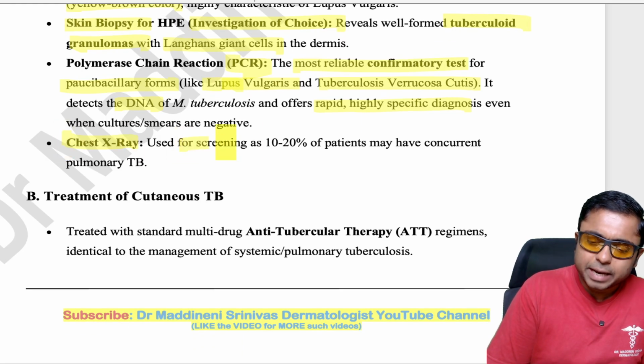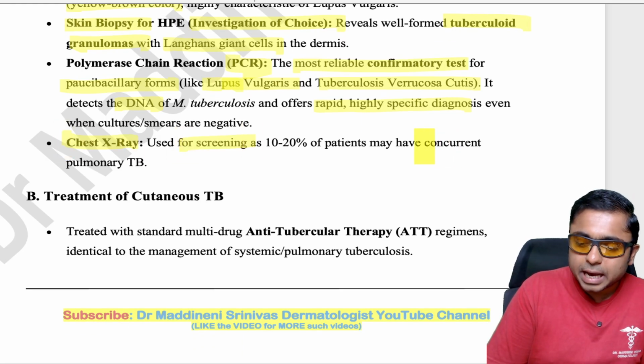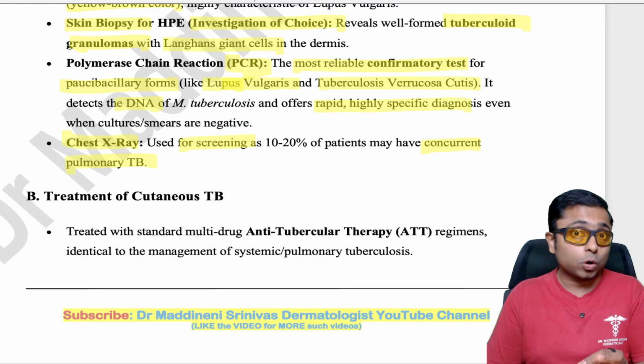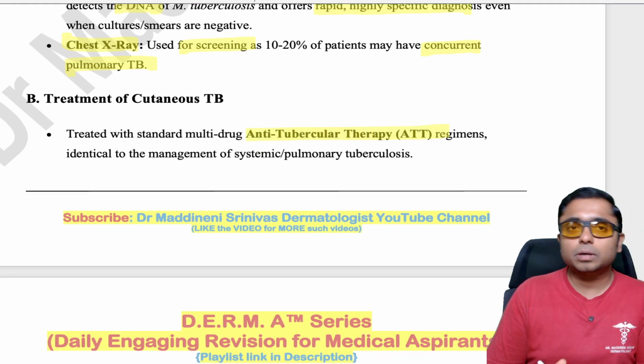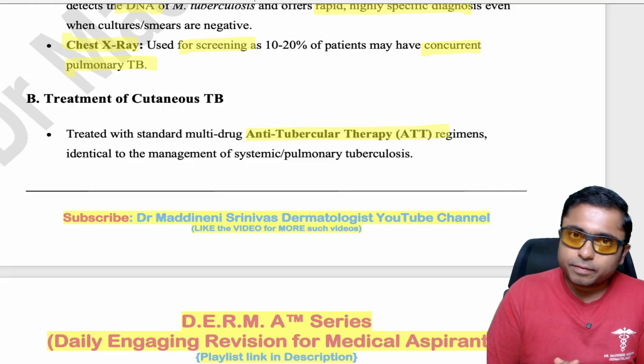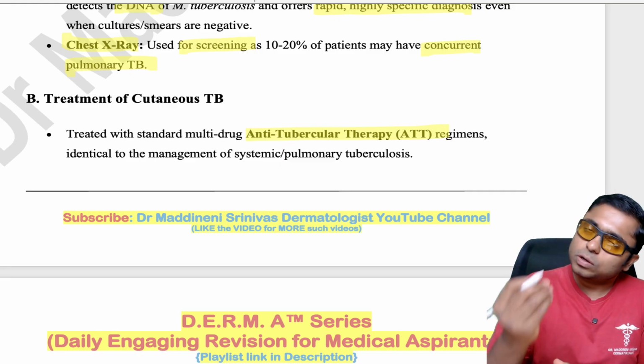Next is chest X-ray, can be used for screening, as 10 to 20% may have the concurrent pulmonary tuberculosis also. Coming to the treatment of the cutaneous tuberculosis, remember the ATT is going to be the same, which is going to be given for pulmonary tuberculosis, GI tuberculosis, and also this cutaneous tuberculosis.